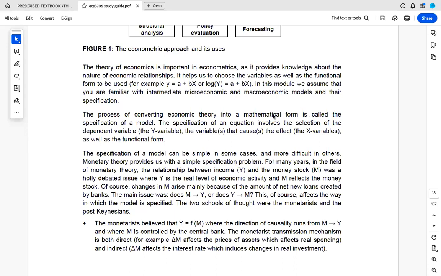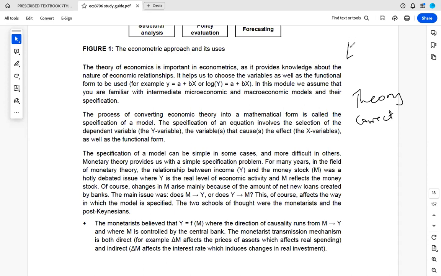Another important concept to remember with regards to economic theory is that different people can come up with different economic theories, and they can then come up with different model specifications. But just because someone comes up with an economic theory, it doesn't necessarily mean it's correct, right?